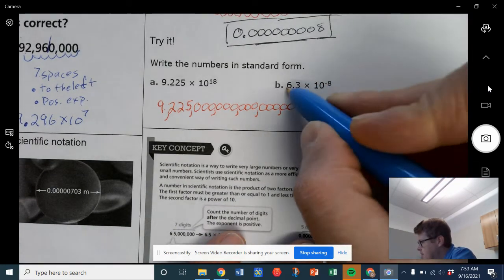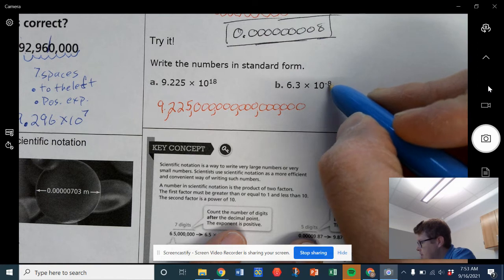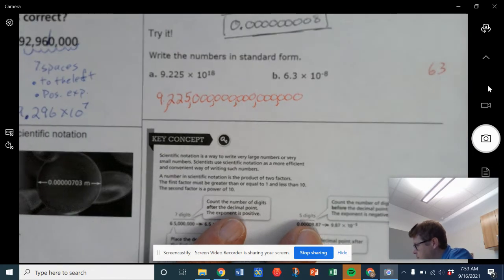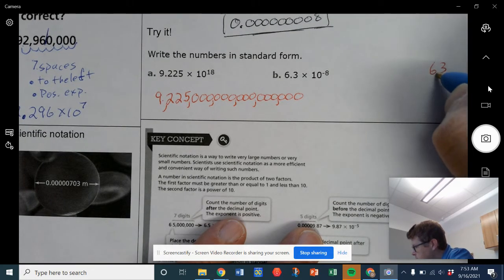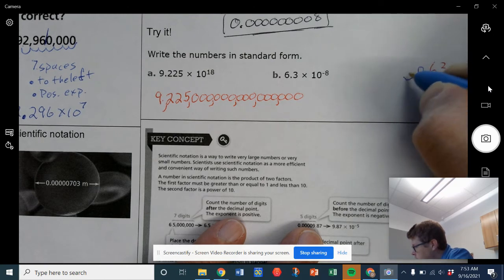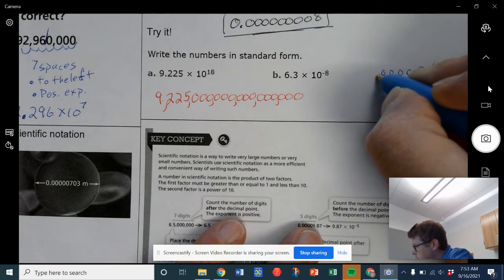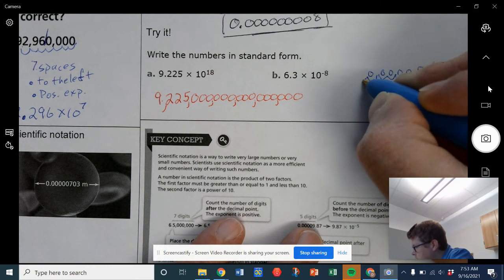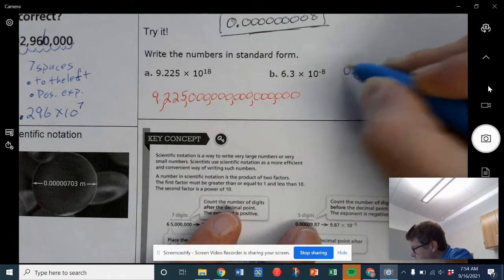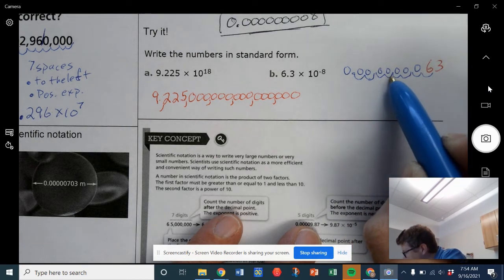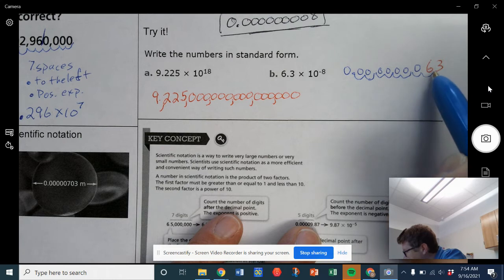All right, so I've got this 6.3 and this 10 to the negative 8. I'm just going to put it over here so I have enough space. So 6, 3, and my decimal is right here, so I'm going to move it 8 spaces. 1, 2, 3, 4, 5, 6, 7, and then 8 right there, and that's my decimal. Let's double check. I need to move it 8 spaces. 1, 2, 3, 4, 5, 6, 7, 8. Perfect.